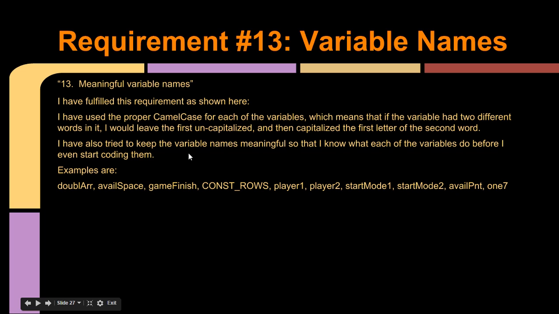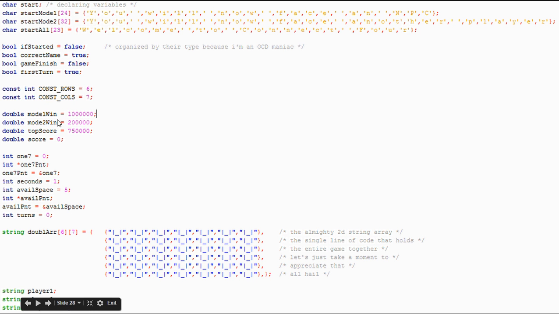Requirement number 13, variable names. I used camel case, which, in case you didn't know, is when a variable is two words, like start mode: the first word is normal, uncapitalized, and the first letter of the second word is capitalized. And if you have a number there, like 17, you just leave it like that. Or start mode 2, you just put a 2 at the end. That's basically what I did for all these variables.